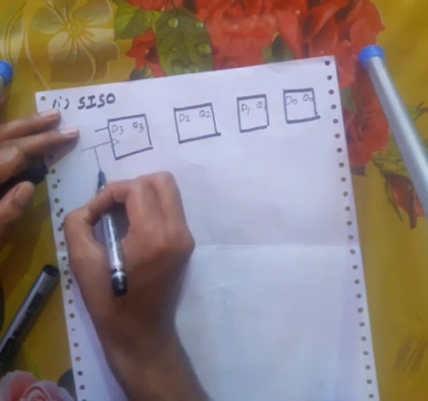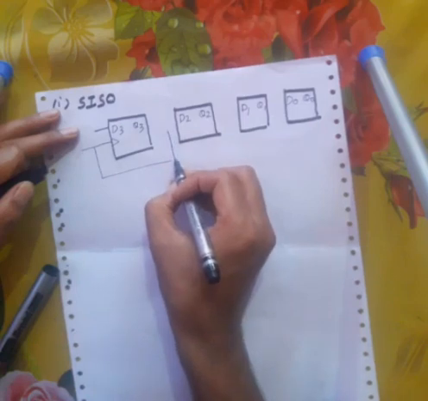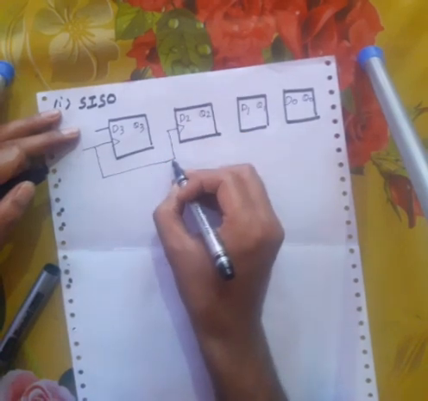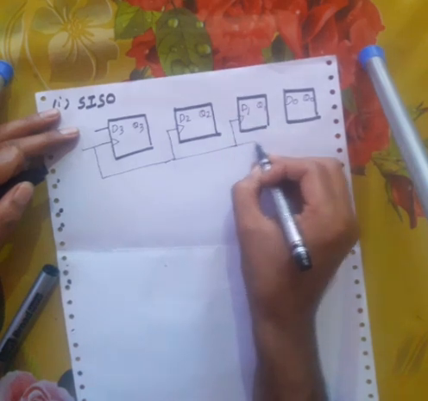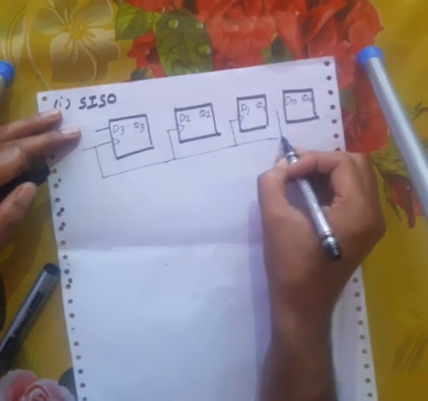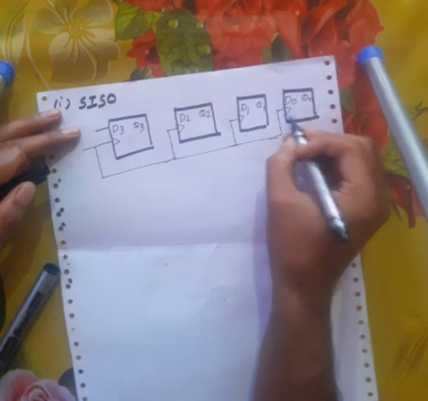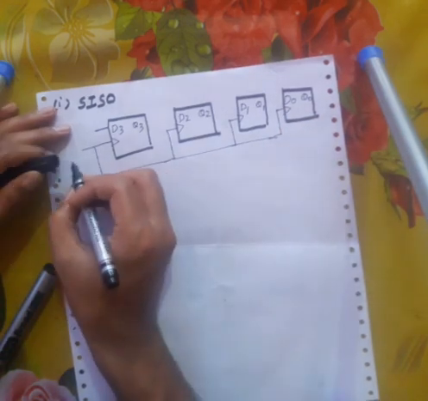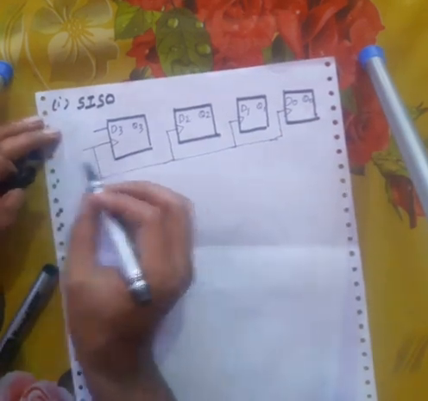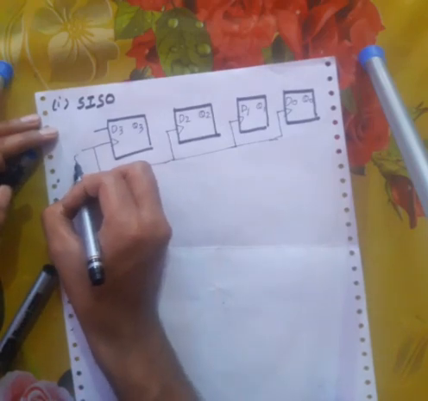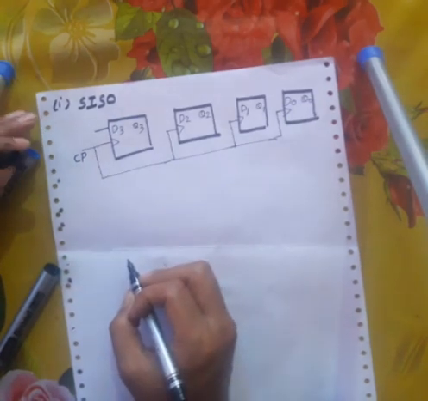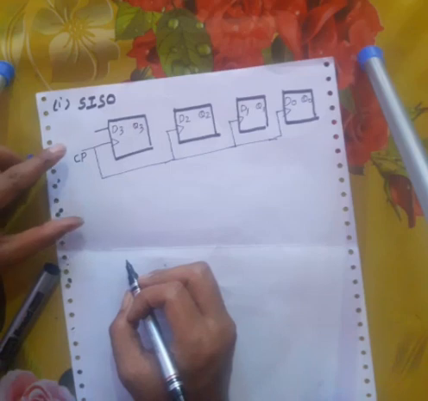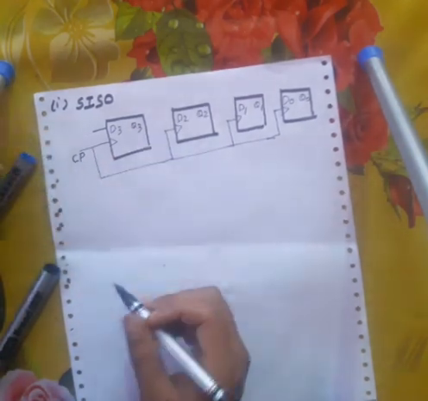We will apply clock pulse simultaneously to all the flip-flops. So you can say this is an example of a synchronous sequential circuit. You have to remember a register is an example of a synchronous sequential circuit because we are applying clock pulse simultaneously to all the flip-flops.